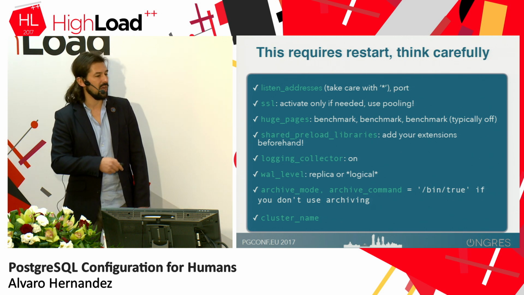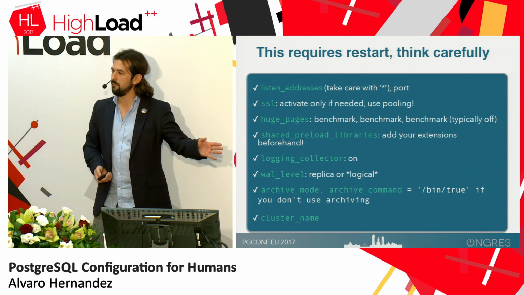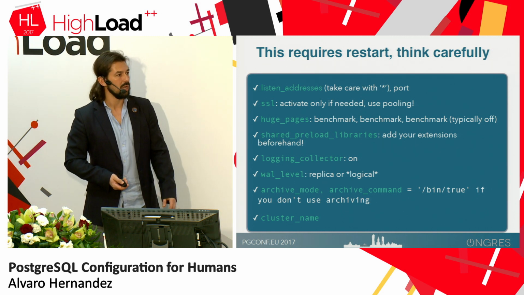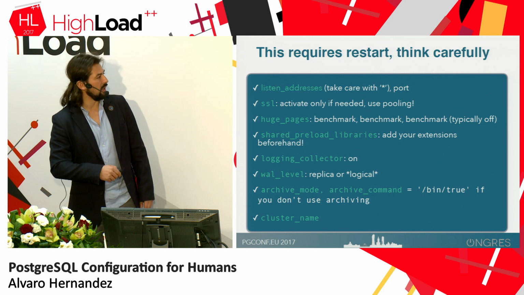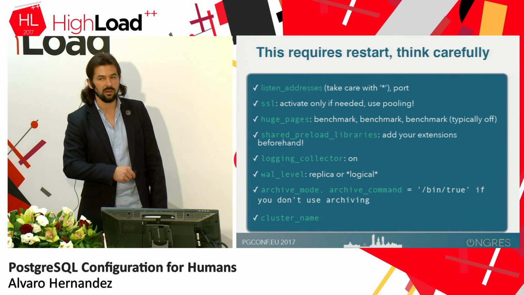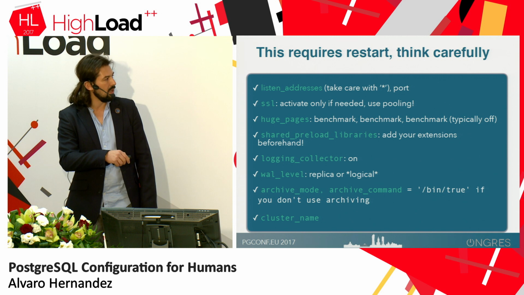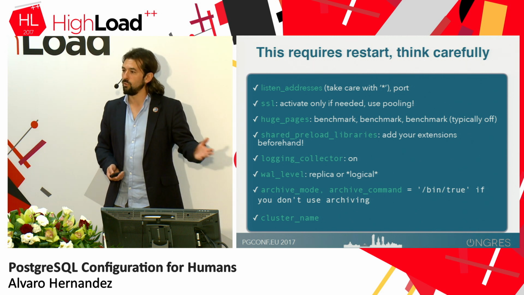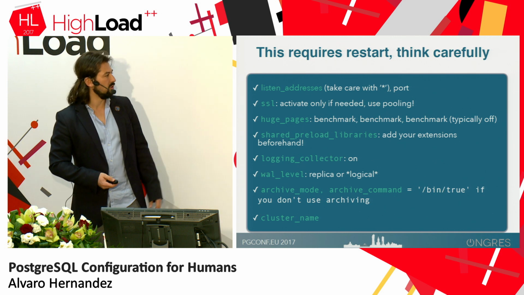The same for archive mode. Archive mode is for WAL archiving. You may use this to set up backups, disaster recovery. Set it at the beginning because otherwise you need to restart it. And even if you're not going to use it at the beginning, the archive command, which is a command that Postgres executes, just set it to true so it will work, right? And then you can change it.